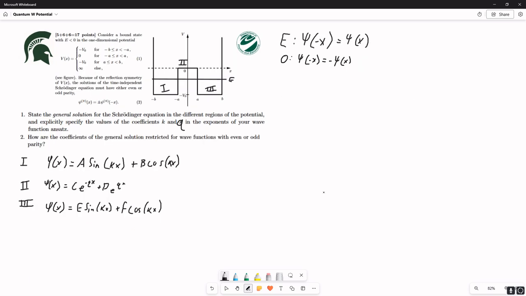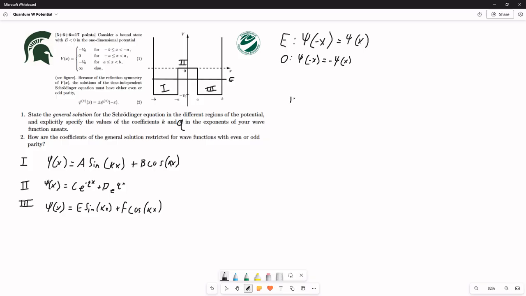On to part 2. How are the coefficients of the general solution restricted for wave functions with even or odd parity? We have even and odd parity defined up here. Even parity is when psi of negative x equals psi of x, and odd parity is when psi of negative x equals negative psi of x. So now it's really just breaking it down.